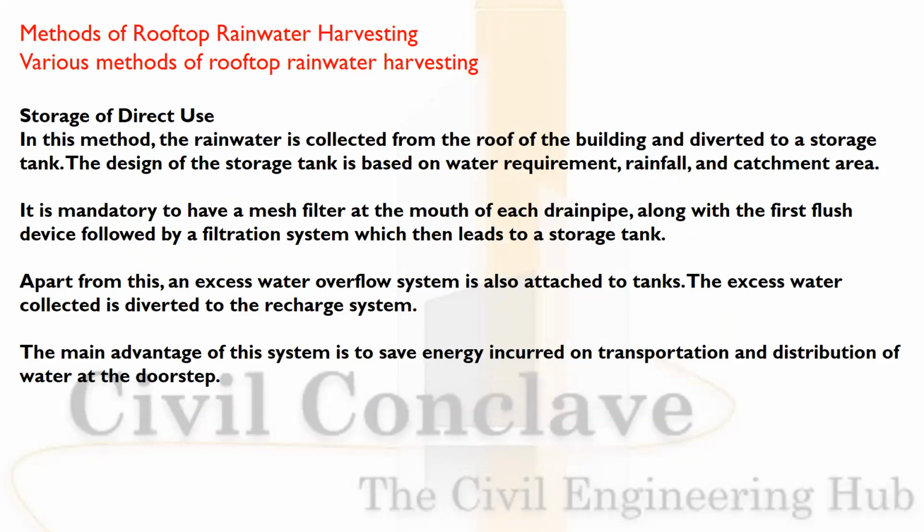Methods of rainwater harvesting. Storage for direct use. In this method, the rainwater is collected from the roof of the building and diverted to the storage tank. The capacity of the storage tank is designed as per the requirement, rainfall, and the catchment area. It is mandatory to have a mesh filter at the entry point so that all unwanted materials are stopped from entering the rainwater harvesting system.